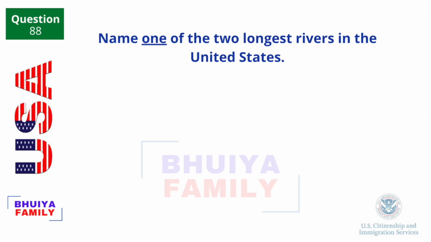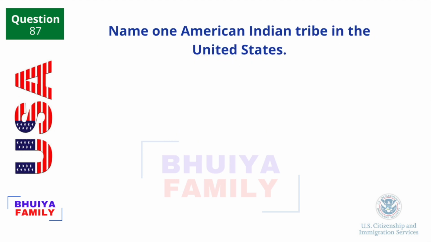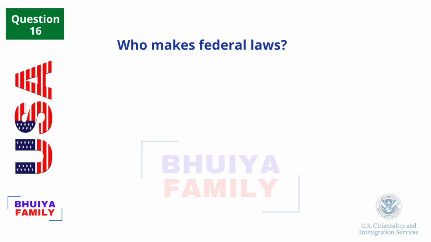Name one of the two longest rivers in the United States. Missouri River. Name one American Indian tribe in the United States. Cherokee. Who makes federal laws? Congress.